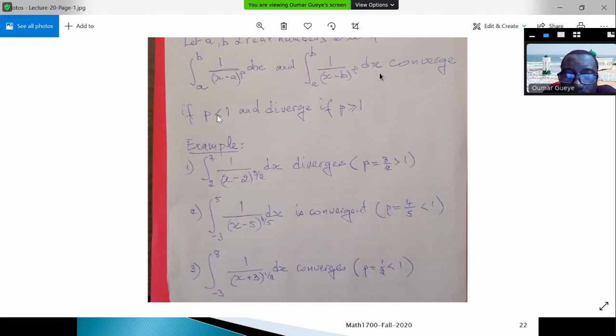Any question? Sir, it is the reverse of p-test one. Pardon? It is the reverse of p-test one because if p is greater than 1, it is convergent in test 1. Yeah, here it is the opposite. Yes, it is the opposite.